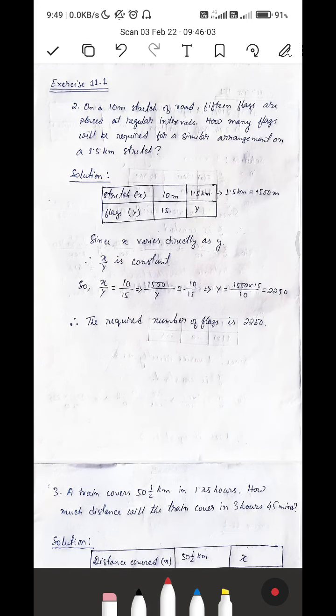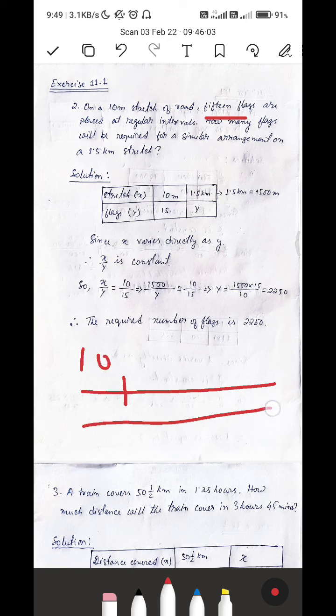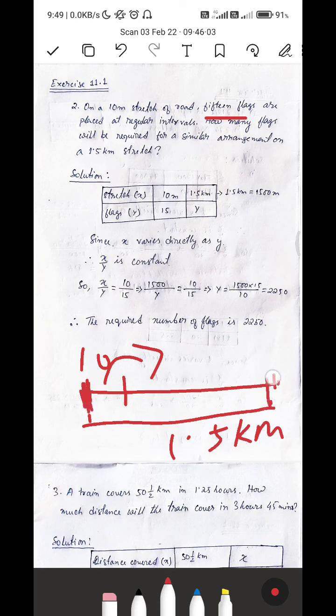Now the question says that on a stretch of road, at a space of 10 meter, how many flags are required? 15 flags. And you will have to calculate, if this is 10 meter and suppose this entire portion from here to here, it is 1.5 kilometer, you are given the number of flags that are required at this 10 meter space, and you are to calculate the number of flags required for an arrangement of 1.5 kilometer.